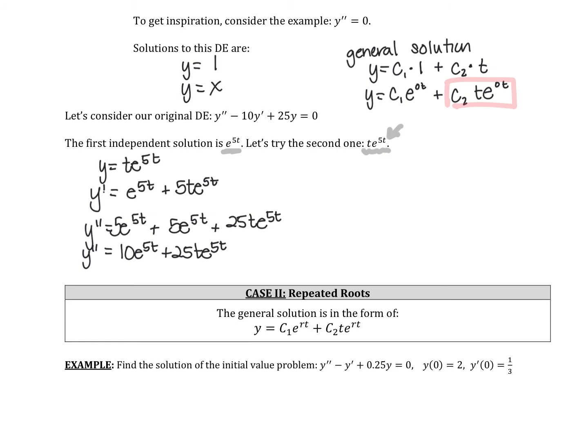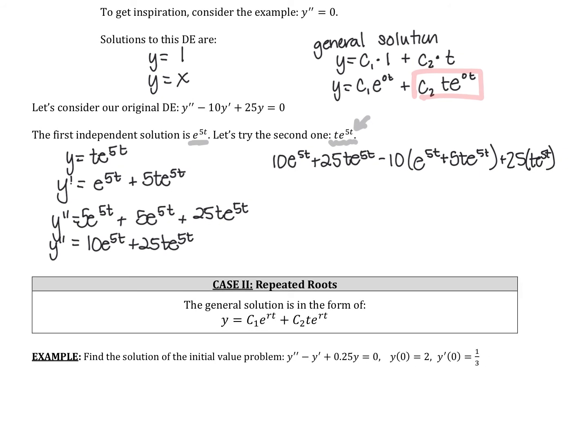Okay, let's verify that this works. If I substitute this into the equation, y double prime is 10e to the 5t plus 25te to the 5t, minus 10 times y prime, which is e to the 5t plus 5te to the 5t, plus 25 times y, which is te to the 5t, equals 0. So I'm just substituting in for y double prime, y prime, and y.